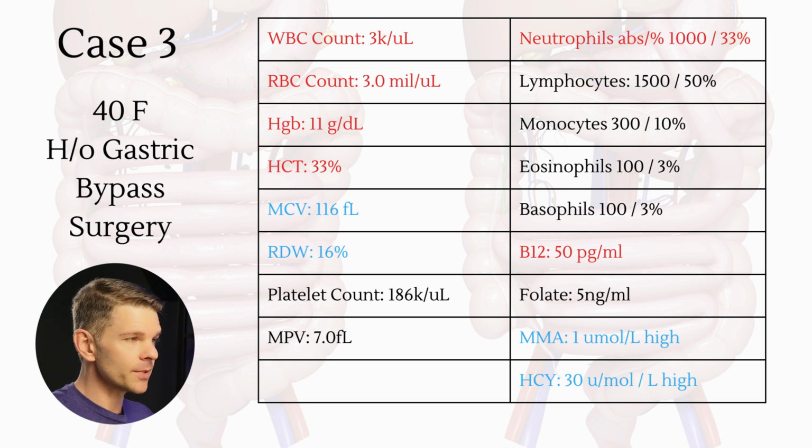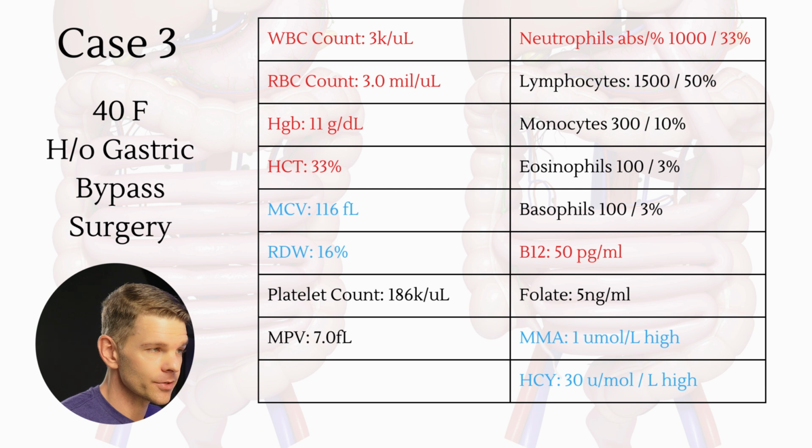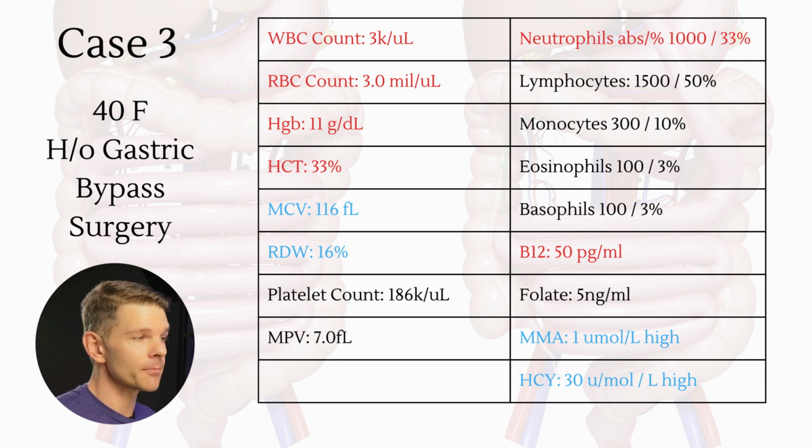Remember, folate and B12 are necessary for the conversion of homocysteine to methionine, so both of them are necessary, but only B12 helps methylmalonyl-CoA mutase convert methylmalonyl-CoA to succinyl-CoA. So elevated MMA equals B12 deficiency. In addition, her folate level is normal, so folate deficiency is excluded based on that. She has the major risk factor of Roux-en-Y gastric bypass surgery. So B12 absorption, remember, is very complex, and B12 deficiency is almost always an absorption problem.